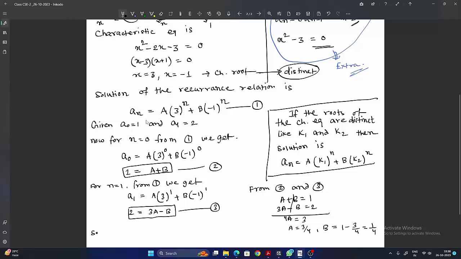So the solution is a_n equals, putting the values here, a is equal to 3 by 4, so 3 by 4 into 3 to the power n plus 1 by 4 into minus 1 to the power n. Or you can also take 1 by 4 common, and write a_n as 1 by 4 into (3 to the power n plus 1) plus minus 1 to the power n. So this is the general solution, that is your answer for the general solution.